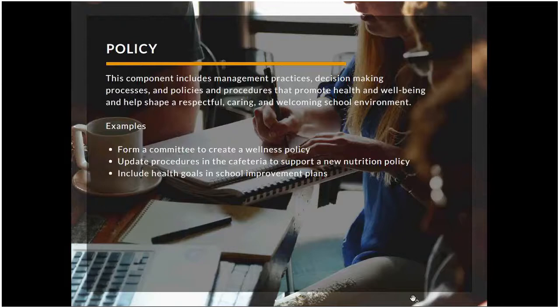Policies can be developed and implemented at multiple levels in the education system, such as provincial policies from Alberta Education, jurisdiction-level policies, at the school level, or even in the classroom. Some examples of how a jurisdiction or school could incorporate policy include forming a committee or subcommittee to create a school wellness policy, updating procedures in the cafeteria to support a new nutrition policy, and including health goals in school improvement plans.